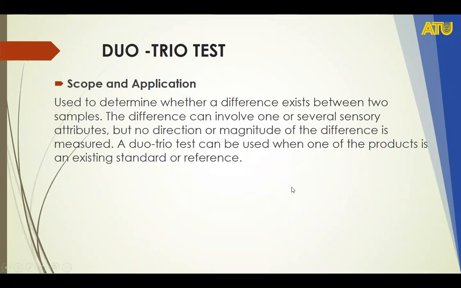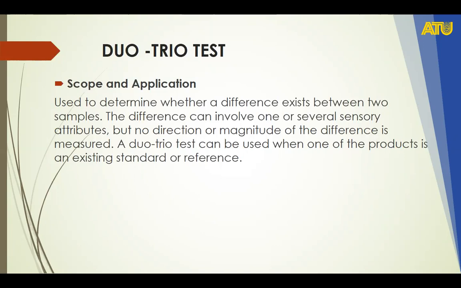The duo-trio test can be applied to determine whether changes in ingredients, processing, packaging, or storage have resulted in difference between products. So this test finds application in the selection of the panelists, product and process development, or product matching, quality control, and as a preliminary test prior to analytical descriptive testing.